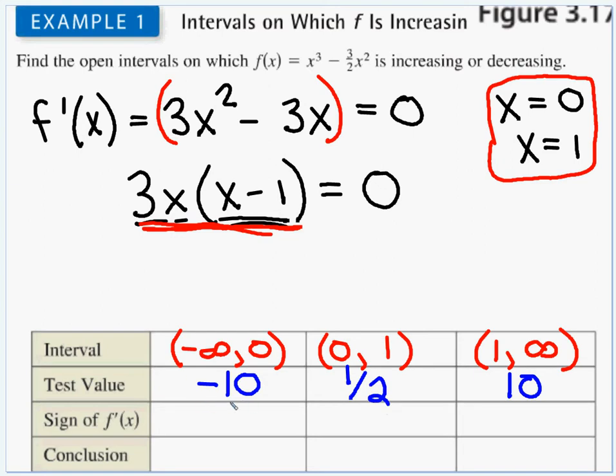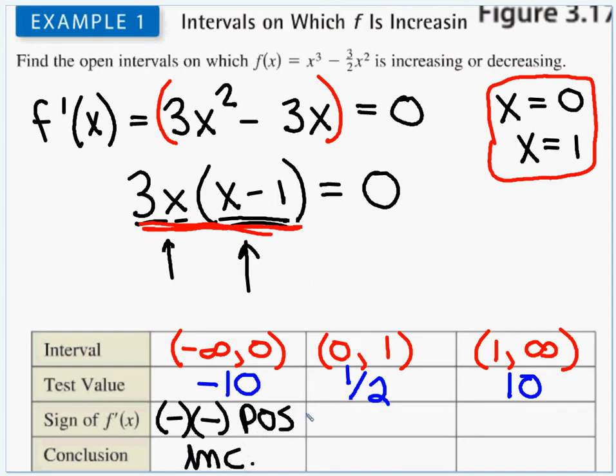First test number, negative 10, I'm going to plug it into this term. 3 times a negative 10 is negative. And if I put my negative 10 into the second term, negative 10 minus 1 is also negative. If I multiply those two negatives, I get positive. What's the conclusion about the function? If we have a positive derivative, our function is increasing.